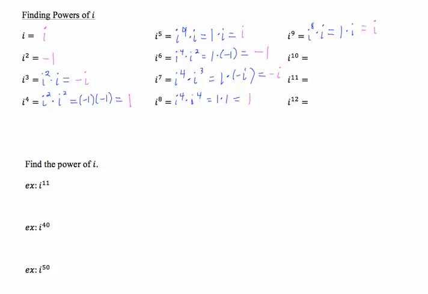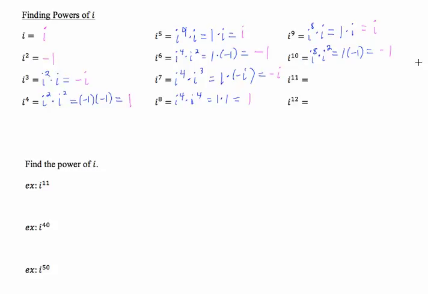i to the 10th is going to follow the same pattern because it breaks down into i to the 8th times i squared. And it's always going to break down into this times this. So it would be 1 times negative 1, or just negative 1. So if you look at these exponents, they're 2, 6, 10. They're increasing by 4 every time. So i to the 14th would also be negative 1. i to the 18th would be negative 1. i to the 22nd.